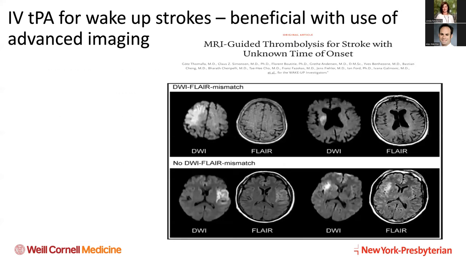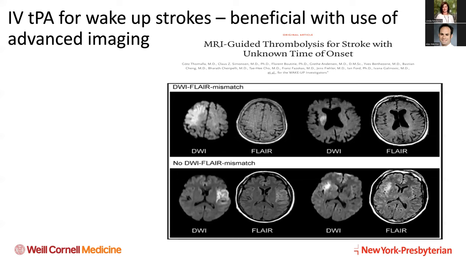So what about patients who wake up with strokes? This is new data from the WAKE-UP trial, which was performed a few years ago. I said in the beginning that for the last several decades, we have assumed that if a patient goes to bed at 10 p.m. and wakes up at 8 a.m. with symptoms of stroke, their last known well time is the time they went to bed, and so they would not be eligible for TPA because they're out of the 4.5-hour window.